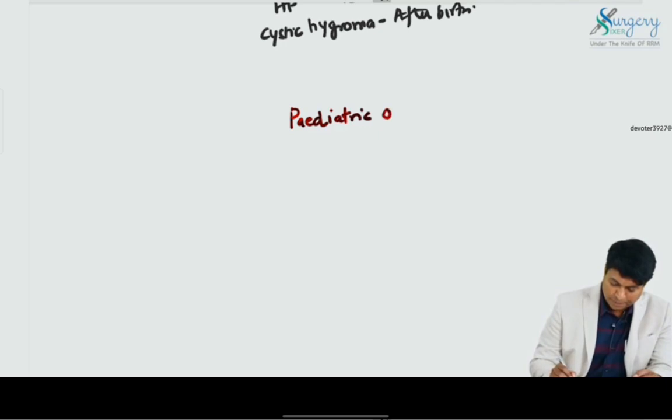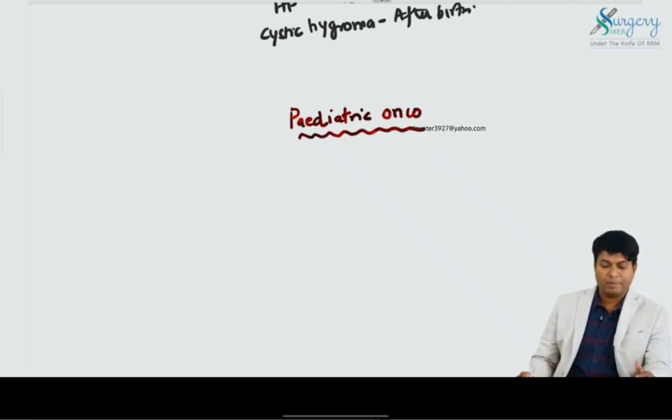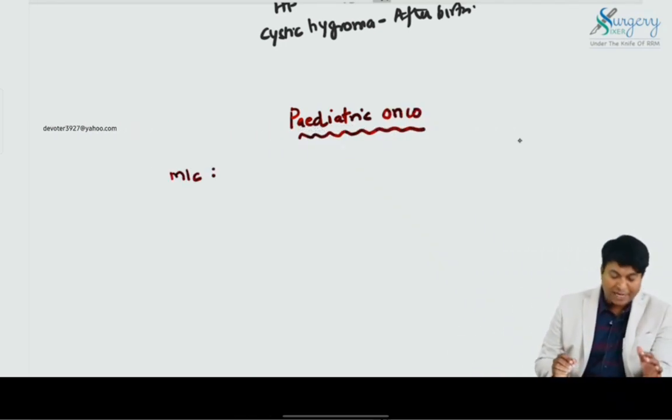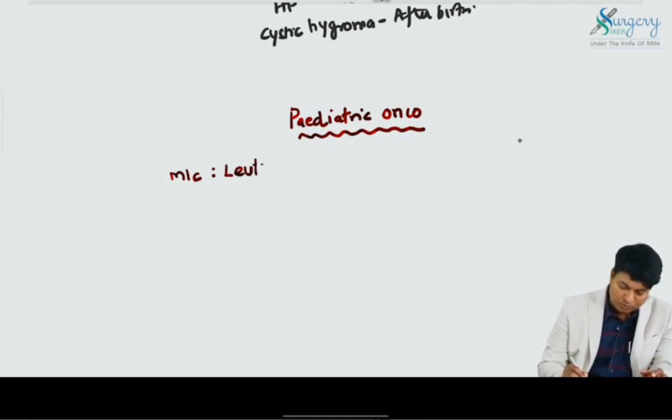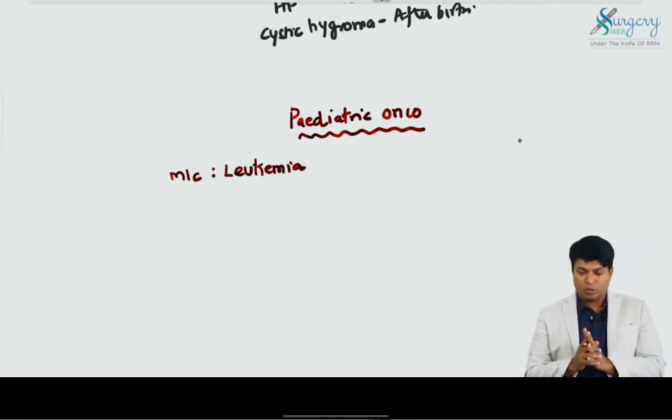Pediatric oncology is a direct one-liner question topic. What is the most common cancer in childhood? It is blood cancer, leukemia. Please don't forget, the most common cancer in childhood is leukemia.